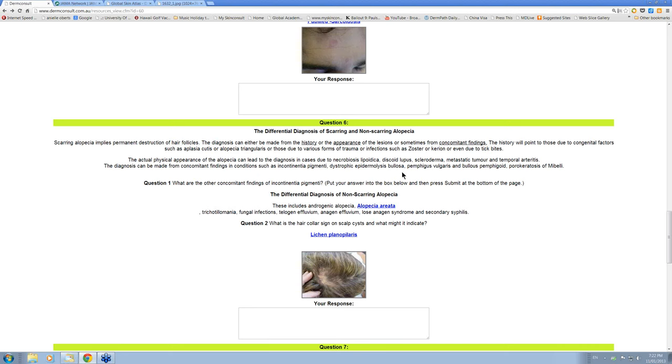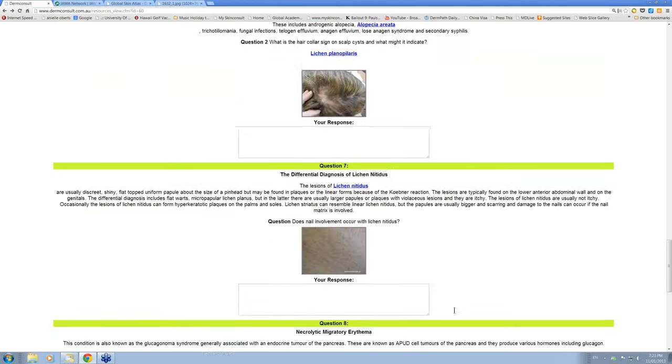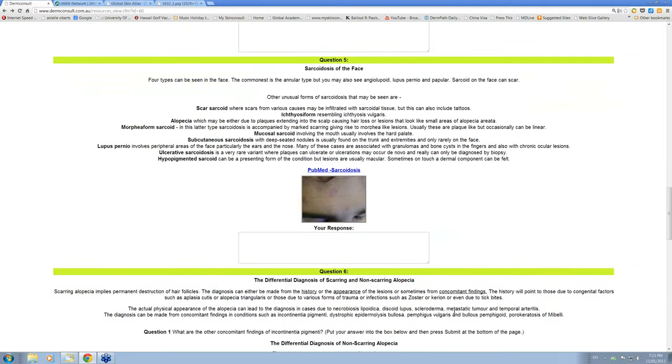Dystrophic EB is certainly a scarring type of EB. With these three, pemphigus and bullous pemphigoid, you don't usually get a scarring alopecia. With mucosal pemphigoid, you might. I've asked, what are the other concomitant findings of incontinentia pigmenti? If you're going to do this, put some text in here, then go down to the bottom and press submit, and then you'll be given the answers.